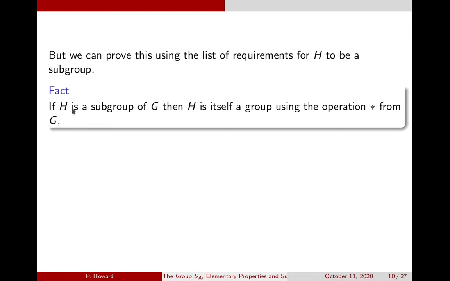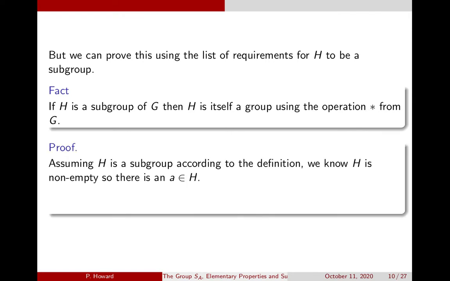Here's the fact. If H is a subgroup of G, using our official definition, then H is itself a group, using the operation star from G. And now the proof, all we really have to argue for is that if H is a subgroup according to the official definition, then the identity from the group G is in H.